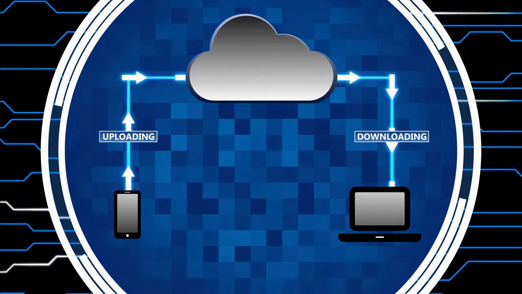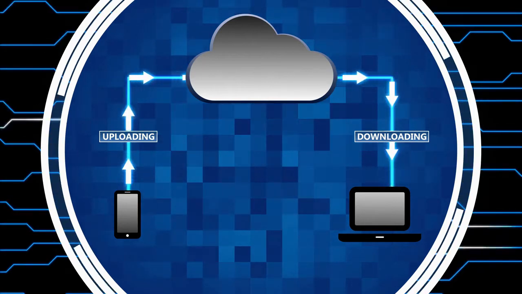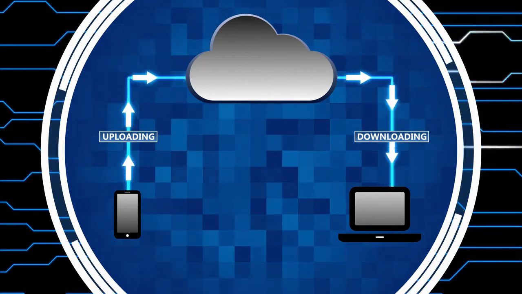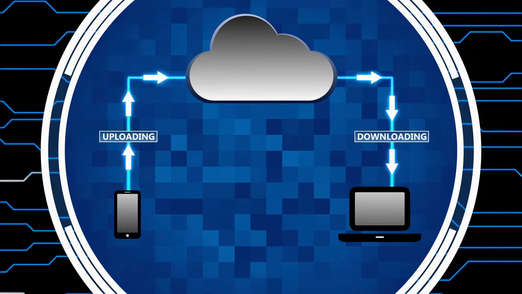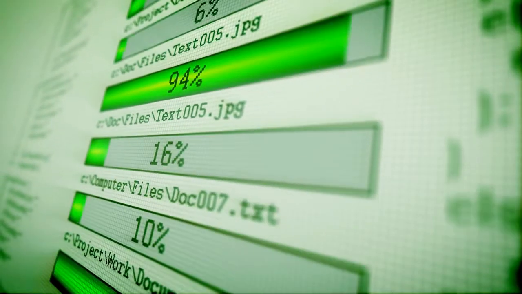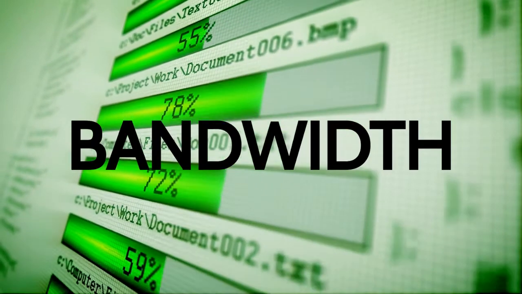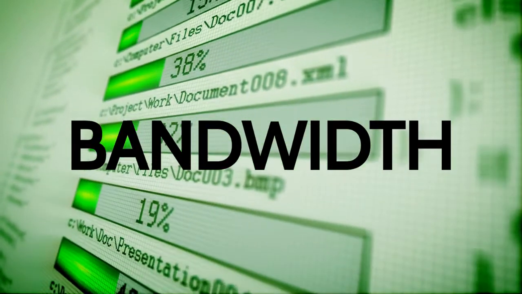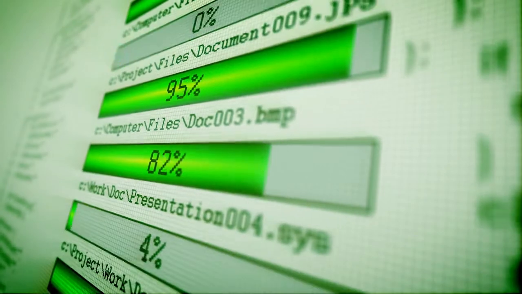Your speed test will give you two measurements, one for downloading or receiving information, and one for uploading, sending information. These measurements are also known as the bandwidth. Your download score is probably higher than your upload score, right?